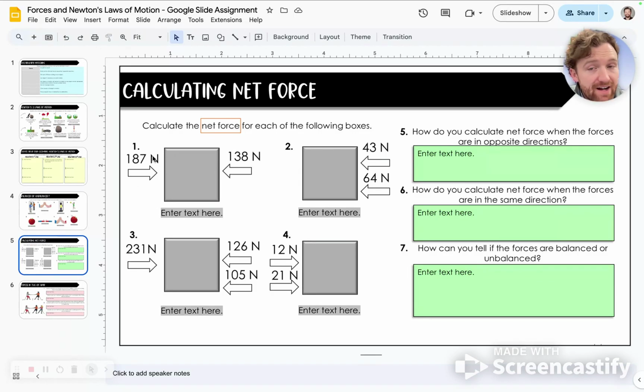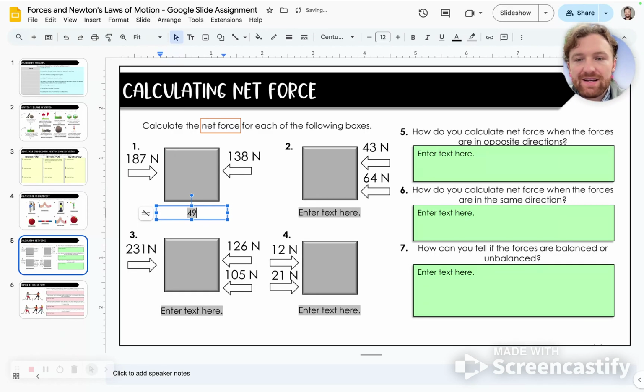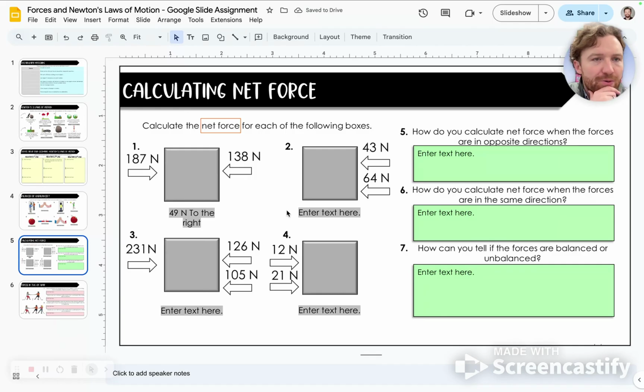Okay, and then to figure out how much force that would be, take a calculator, go 187 minus 138, and you would get 49. So your answer would be 49 newtons. And then you could say to the right, you could have an arrow going to the right, or say to the right. But 49 newtons to the right there.